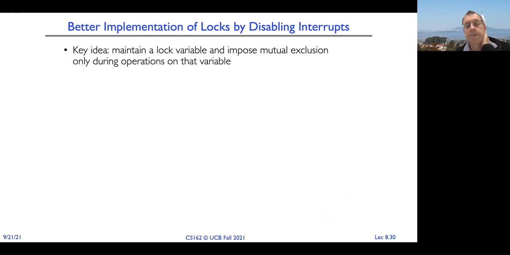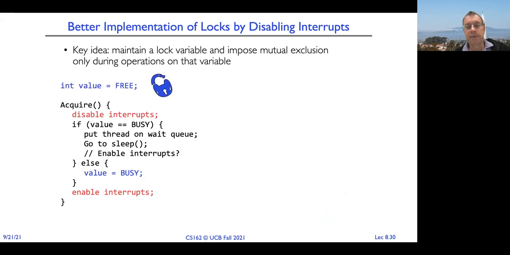So let's think about a better implementation of the locks by disabling interrupts. So here is one. You use a lock to implement a lock, right? And what you want is to minimize the code between disable interrupts and enable interrupts. That's what you want to do. Okay?